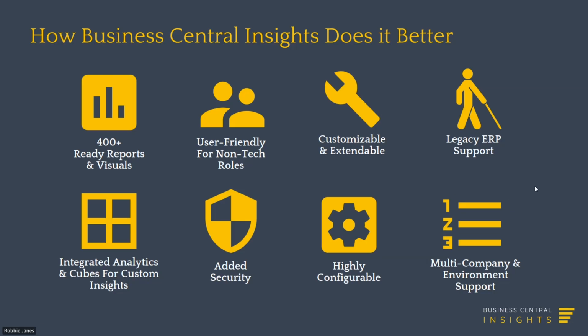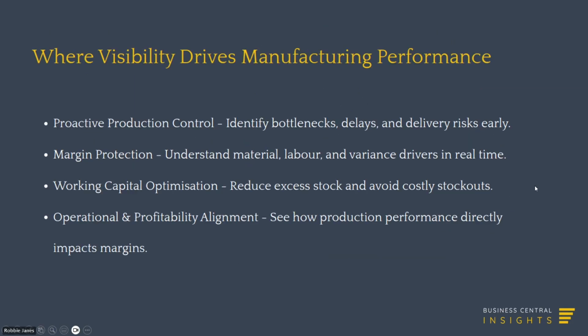On the next slide, I'm going to bring you through the manufacturing side of things, which we're going to go through today. With proactive production control, you can identify bottlenecks, delays, and delivery risks early, instead of reacting after they impact delivery performance. From a margin protection perspective, you gain real-time visibility into material, labour, and variance drivers, so issues are addressed immediately rather than at the month end.